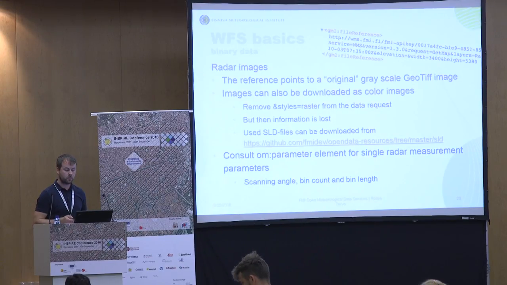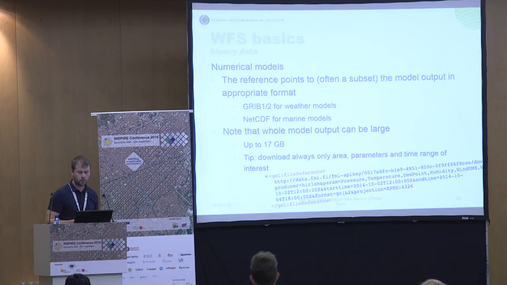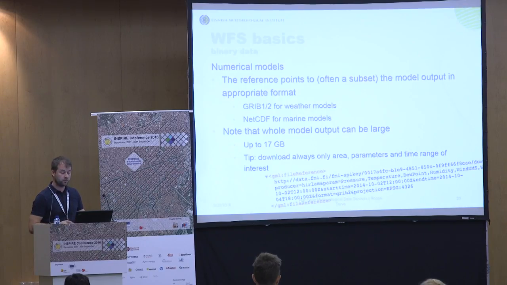That's radar images. Then numerical models. The reference links often point to a subset in the model output. So as I said, GRIB for weather models usually, and NetCDF for marine models. But of course, in these cases, the output can be quite large, up to 17 gigabytes currently. So it's usually recommended that you just specify the area parameters and time range of interest. And this is, of course, the idea and case also in a web coverage service.